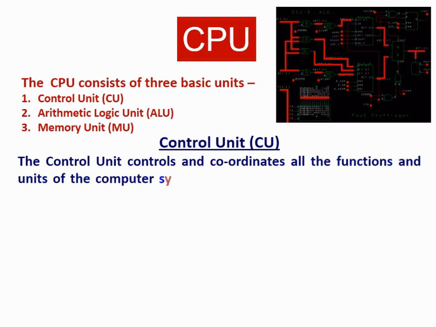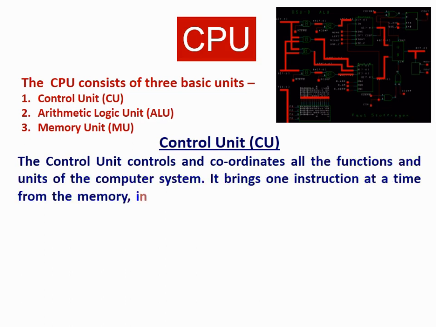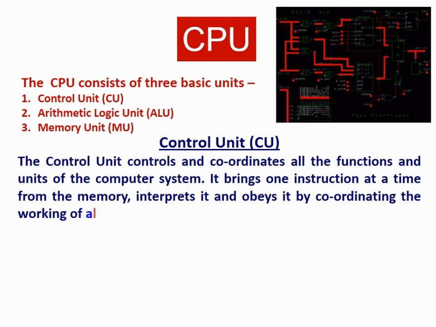I've told you in the previous video that control unit works like a traffic inspector. Now how does it do? The control unit controls and coordinates all the functions and units of the computer system. It brings one instruction at a time from the memory, interprets it and obeys it by coordinating the working of all other units. Basically it is doing what?